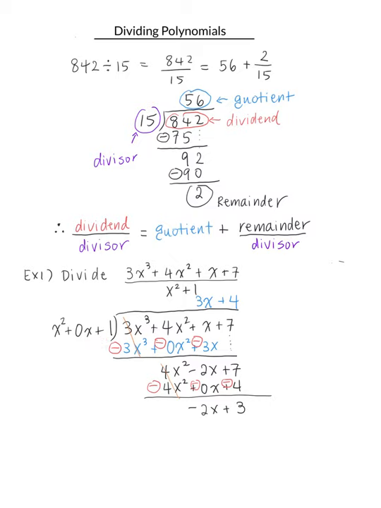So divisor in this case is x squared plus 1. So let's write it out. So we have 3x cubed plus 4x squared plus x plus 7, whole thing divided by x squared plus 1. This is going to equal 3x plus 4. So this is the quotient. And then plus negative 2x plus 3, whole thing over the divisor, which is going to be x squared plus 1. And that is going to be our answer.